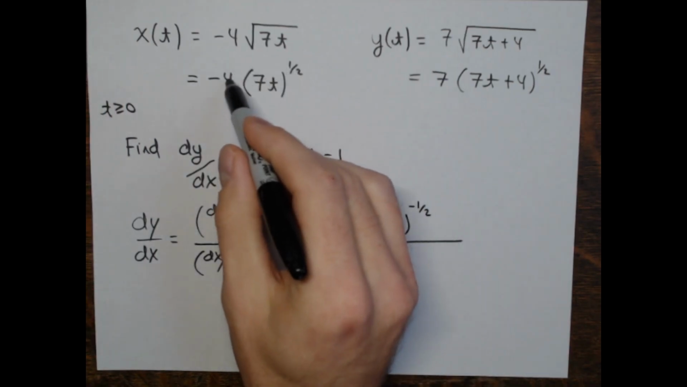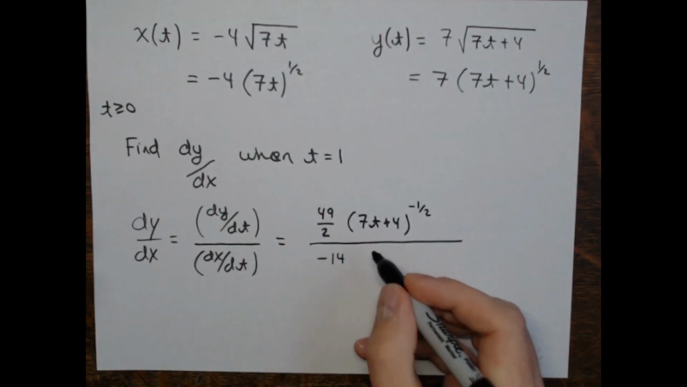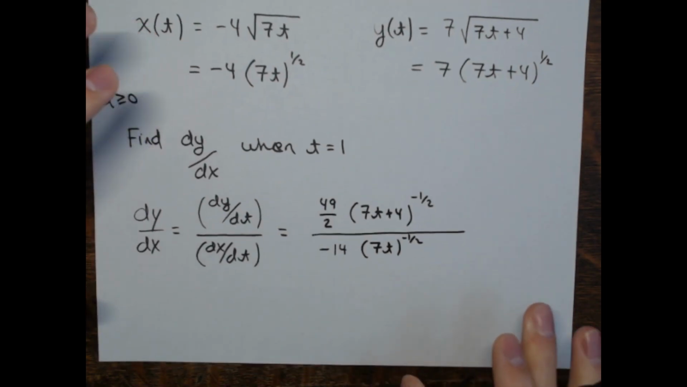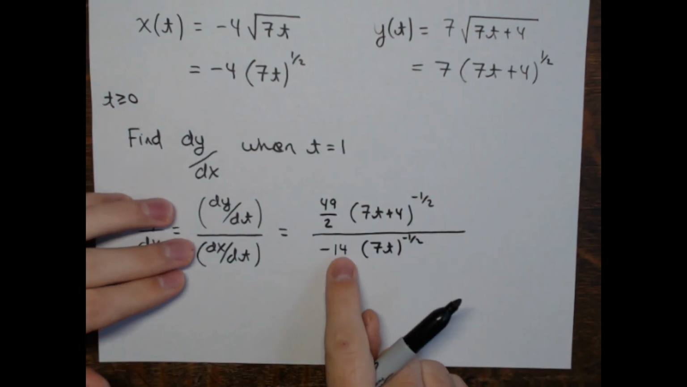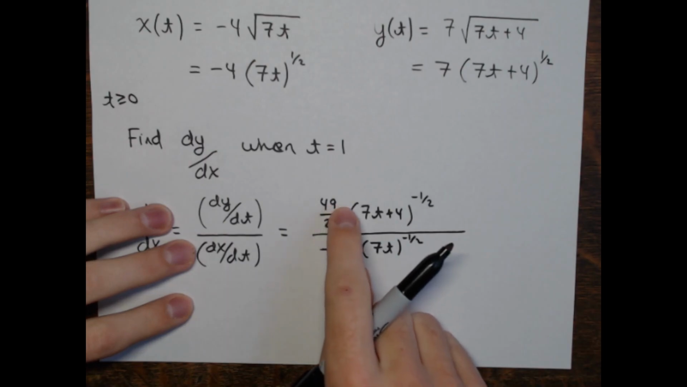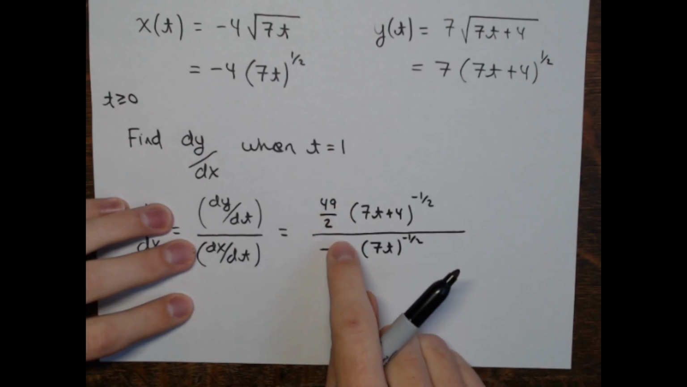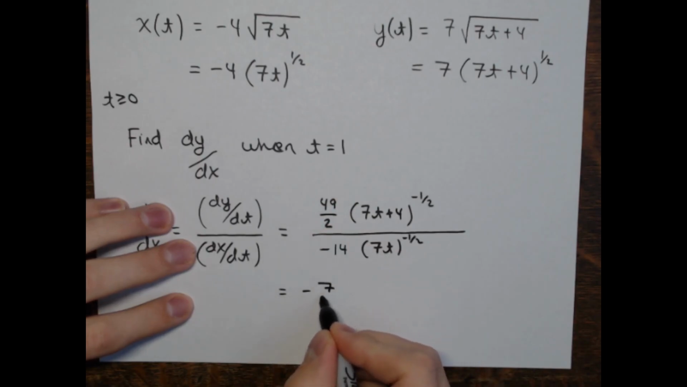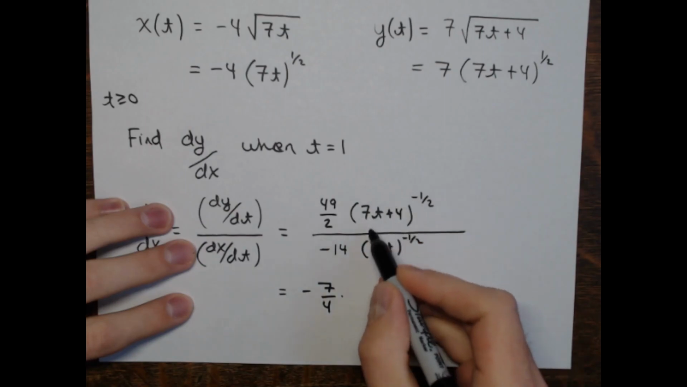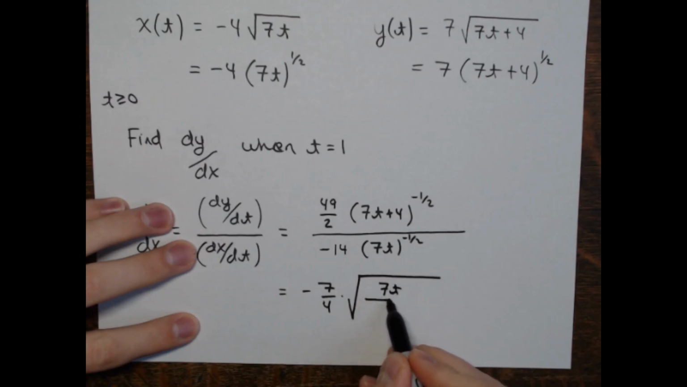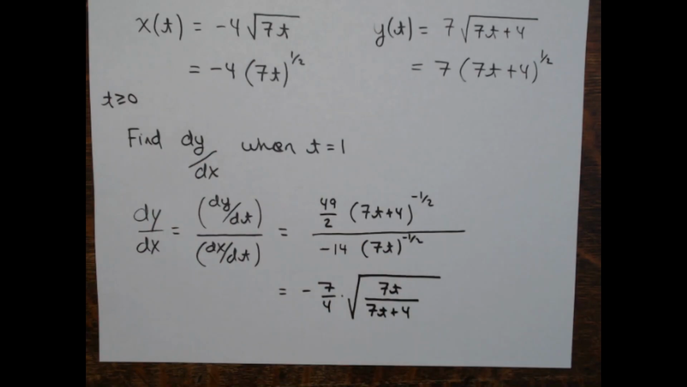Right. Again, negative 2 times 7, negative 14, and then times 7t to the negative half. Now 14 is 2 times 7, and 49 is 7 times 7. So the 49 over the 14 here will be 7 halves with another 2. So this is negative 7/4 times, and then I would flip these like earlier, and this would be the square root of 7t over 7t plus 4. Because we got negative powers, you can flip them.